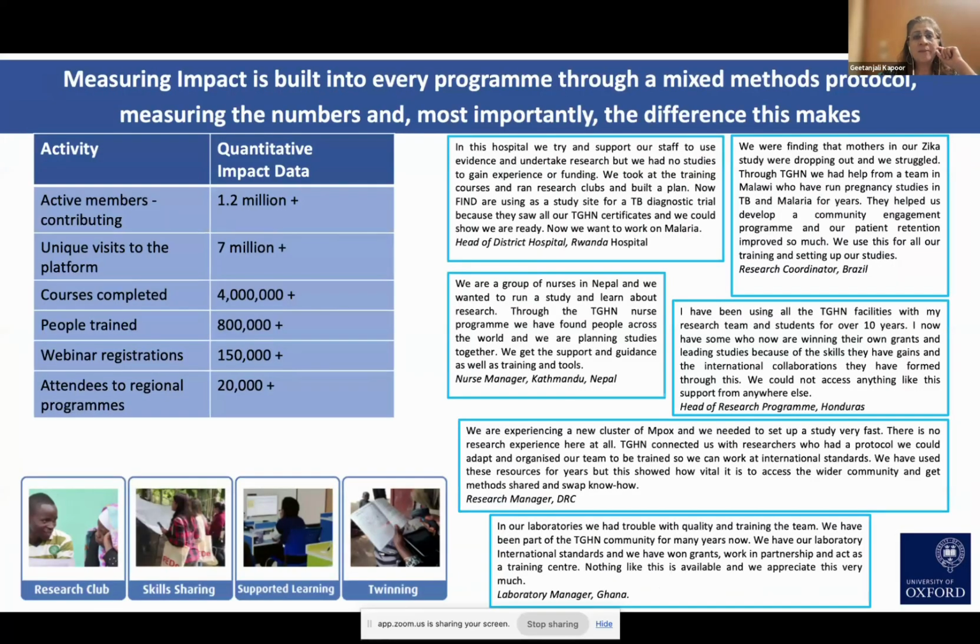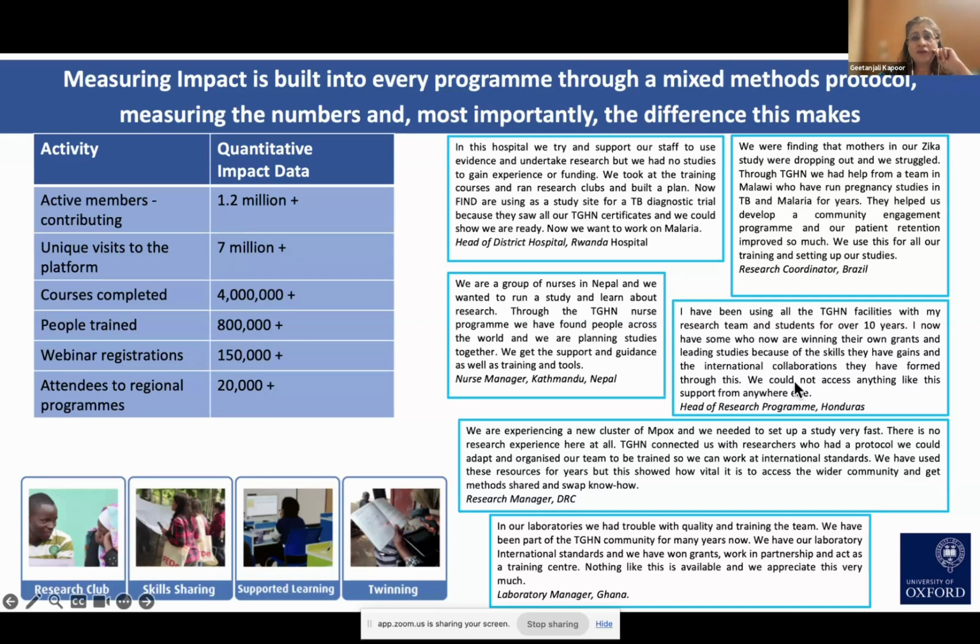How do we measure the impact? The TGHN has endeavored to measure the impact for every program, in terms of the quantitative aspects, and as you can see over here on the screen, we have more than 1.2 million members who are actively contributing, and we have up to date about 7 million upwards unique visits to the platform. And of course, lots of webinar registrations have happened. So these are our stats.